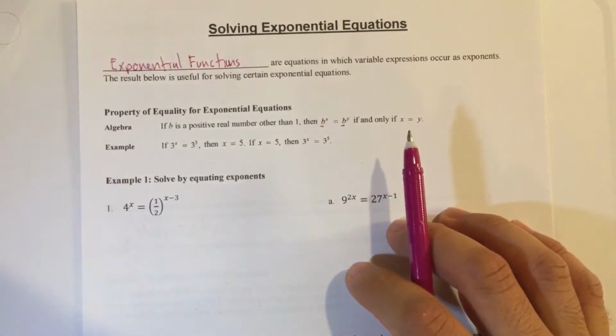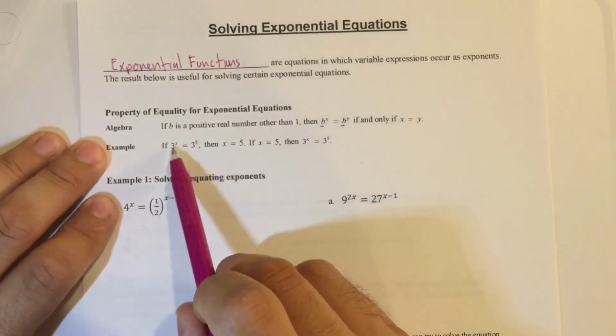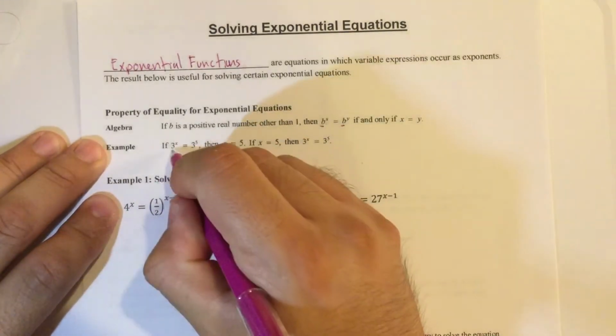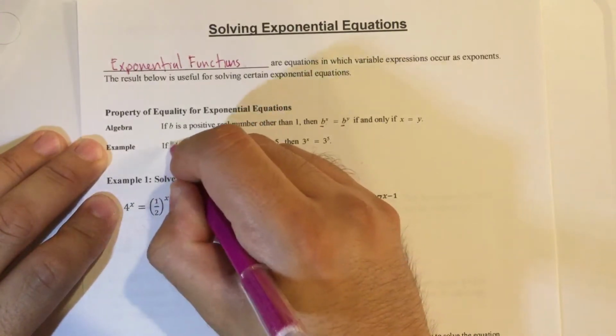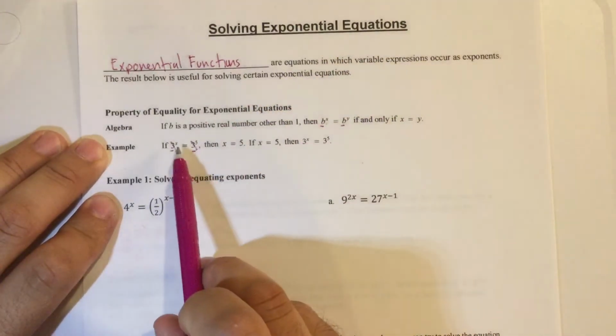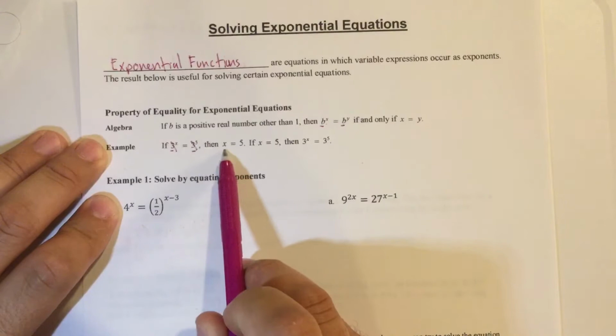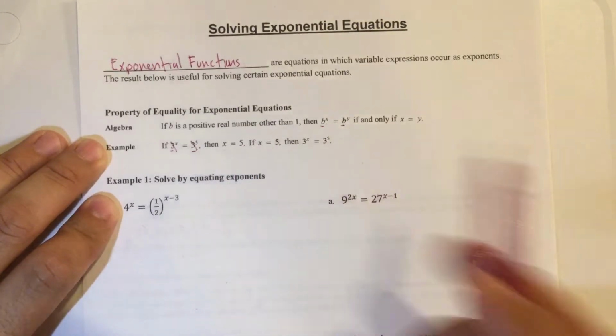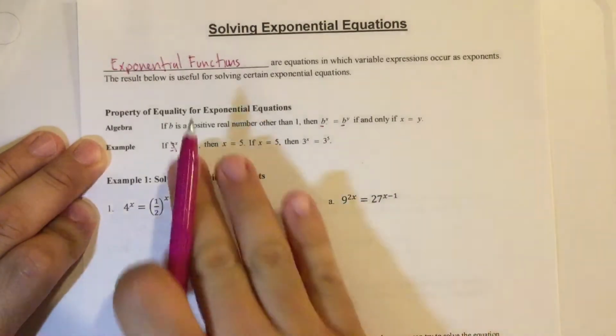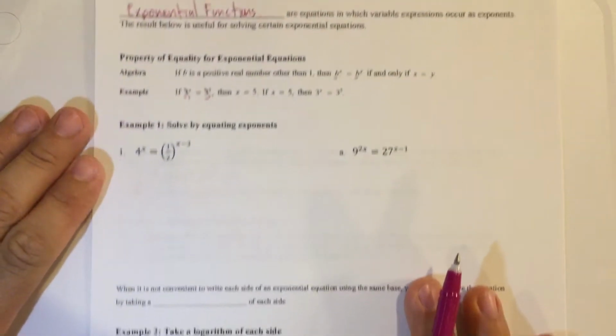So the small example they give us here is that 3 to the x equals 3 to the fifth. So you'll notice that the bases are the same. We can cross those out. And therefore, the exponents have to be equivalent, so x is equal to 5. And we see that answer right there. Okay, so we're going to apply that property here to these two examples.